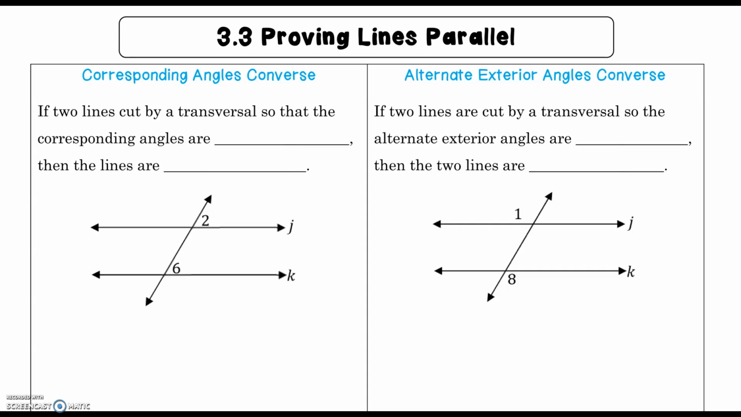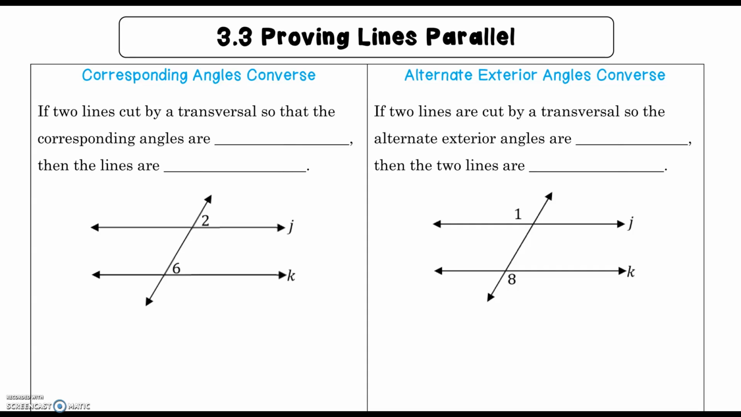And remember from way back in the beginning of the year, converse, right? If we have a conditional statement, an if-then statement, the converse, we're just taking the hypothesis and the conclusion and switching them. So in this section, if our corresponding angles are congruent, if our alternate exterior angles are congruent, if our alternate interior angles are congruent, and if our consecutive interior angles are supplementary, then we know our lines are parallel. So instead of proving that angles are congruent or supplementary, in this case, we're going to be proving that our lines are parallel.